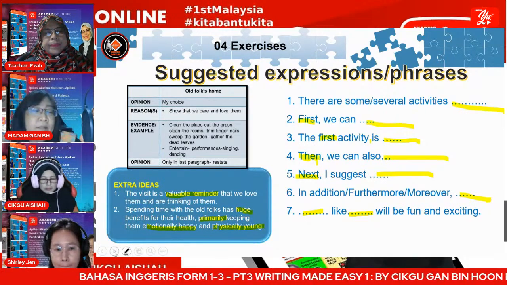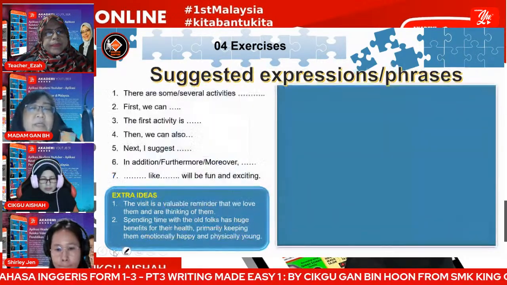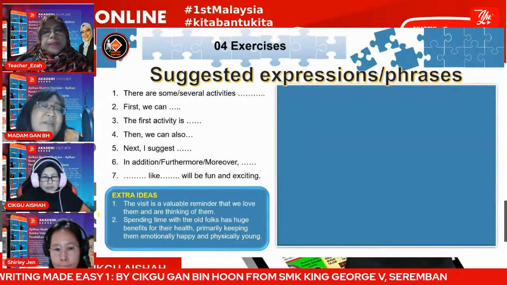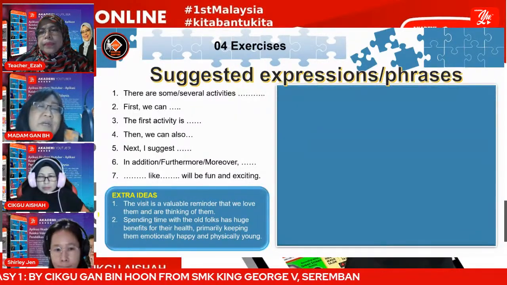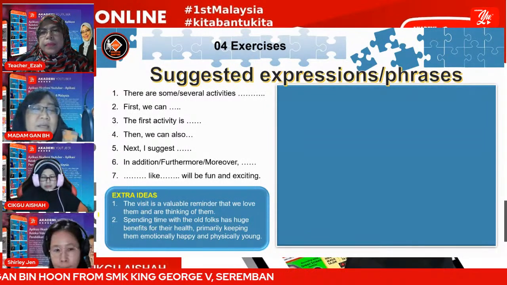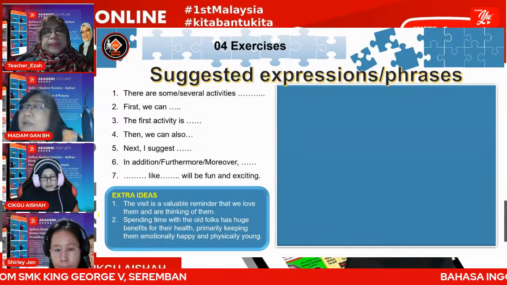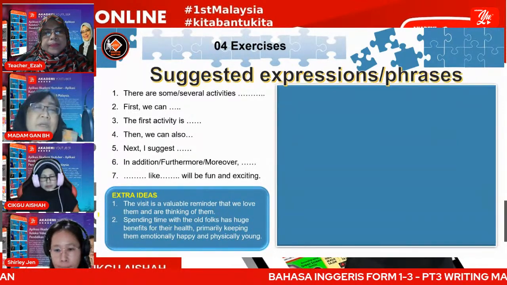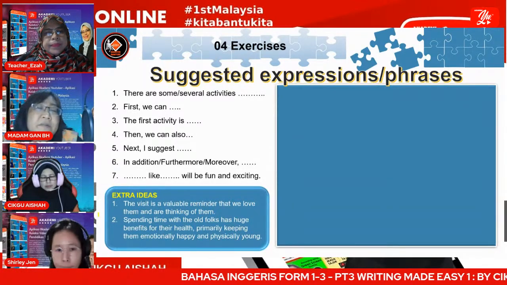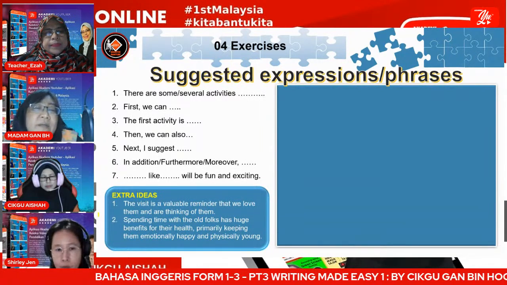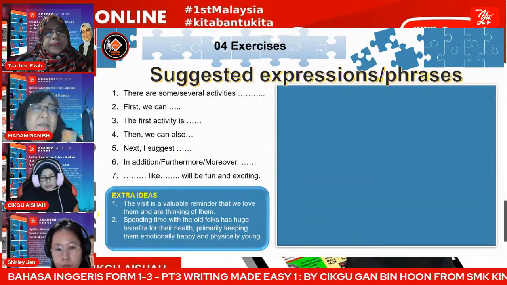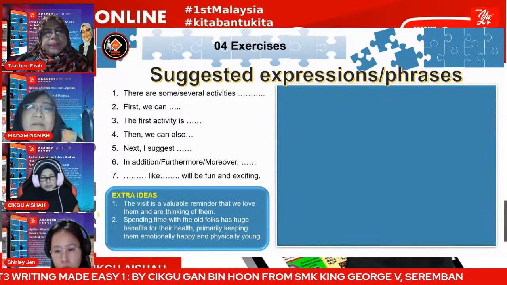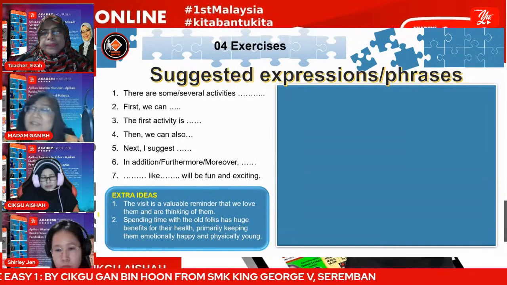Okay, so let's continue. Try to write now. Anybody try to write? You can choose number 1. There are some or several activities. How do you start, continue this sentence? Anybody? Students, you can try. Or you can do number 2. First we can, or the first activity is, or you can write then we can also, or next. Then you can continue in addition, furthermore, or moreover. Any ideas, students? Let's try.